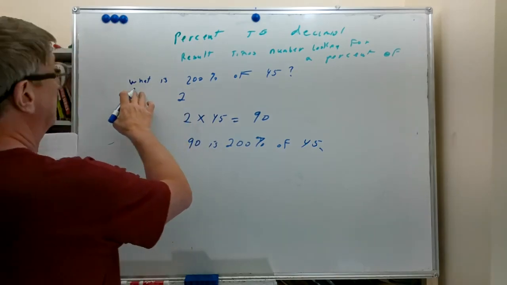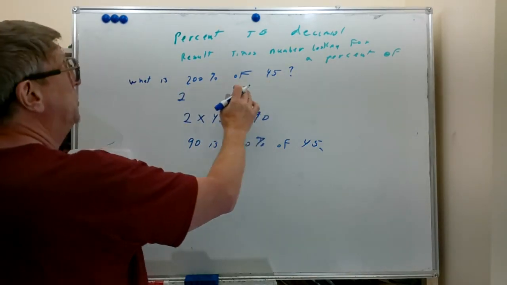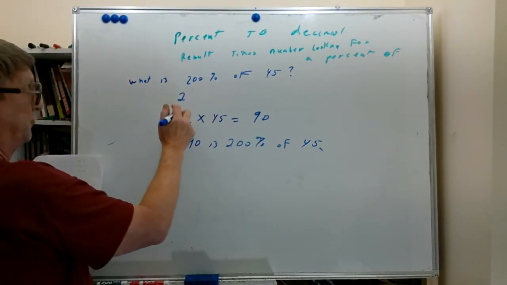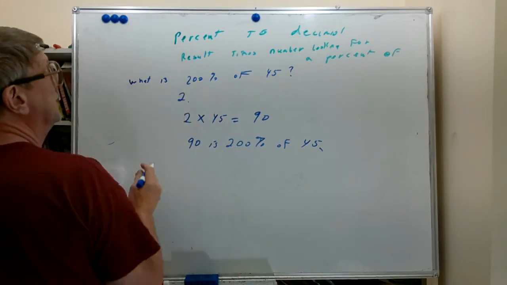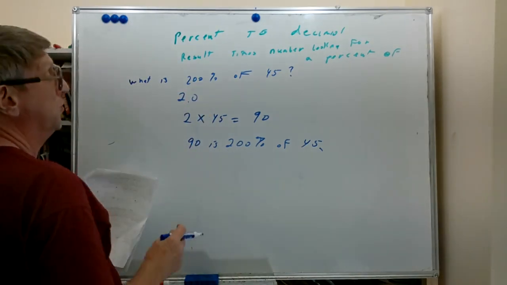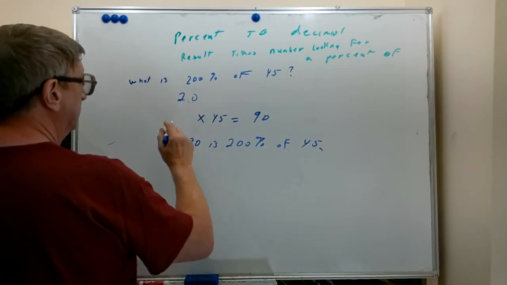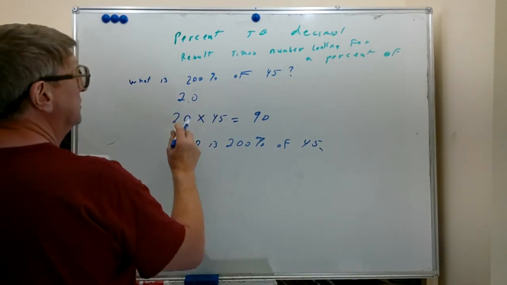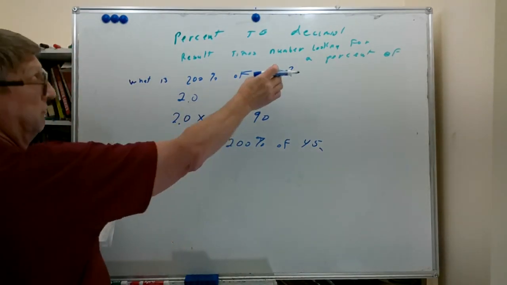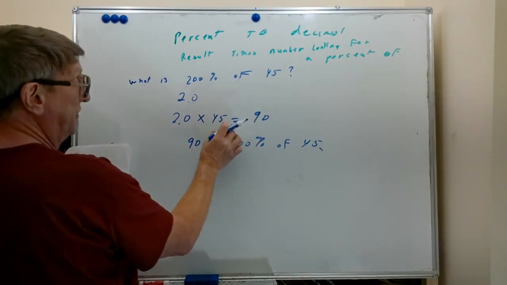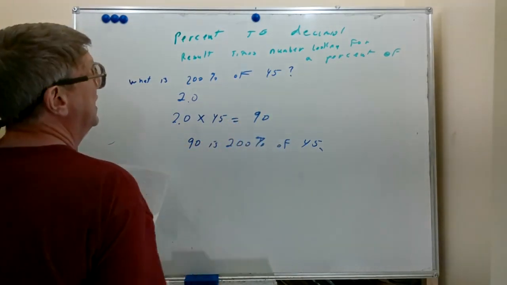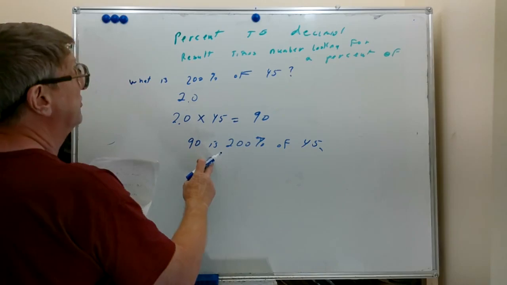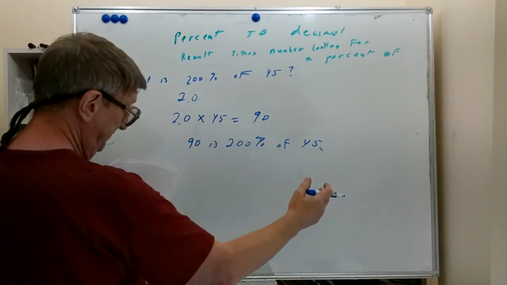So there was our question. What is 200% of 45? We converted 200% to a decimal, which was basically just 2.0. We multiplied 2.0 times what we're trying to find a portion of, 45. That gave us 90. Our result was 90 is 200% of 45.